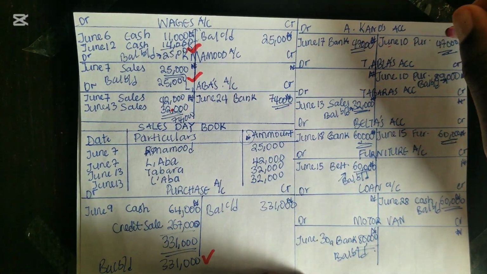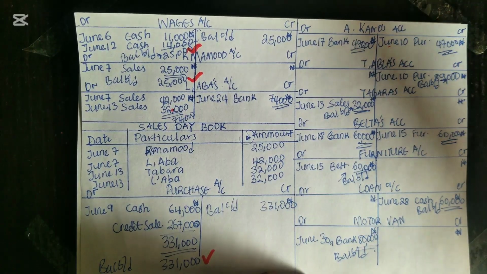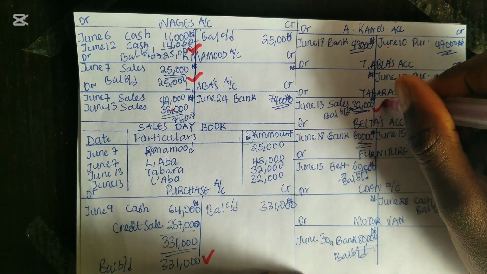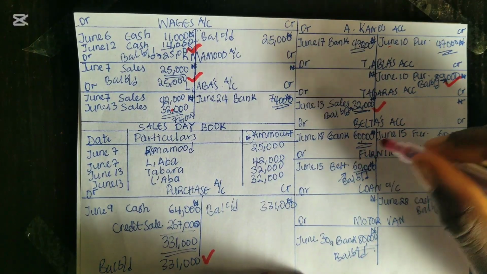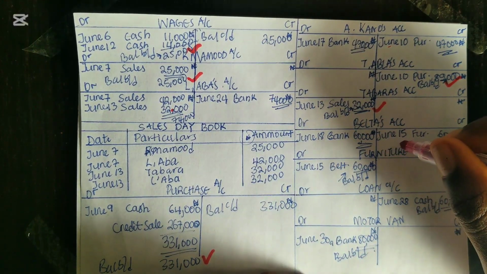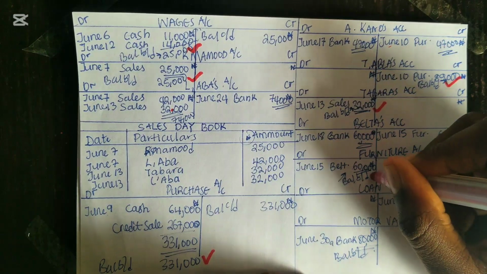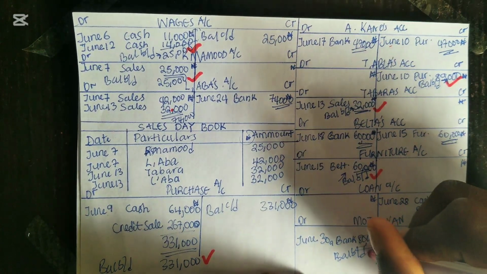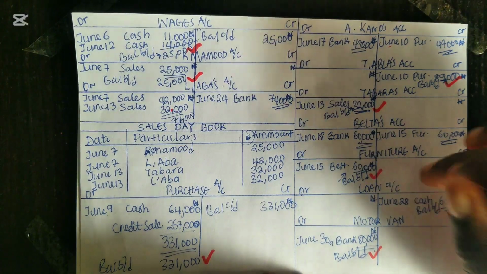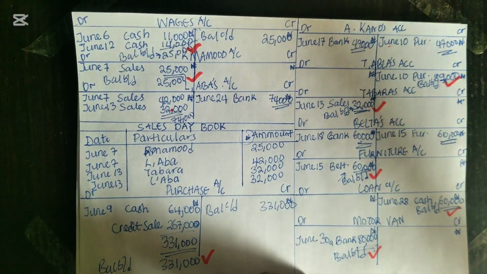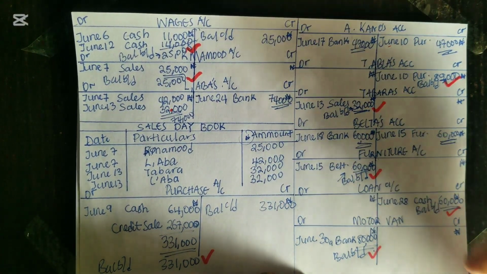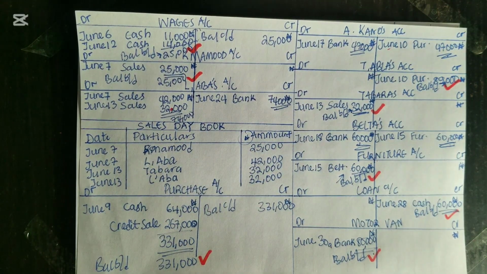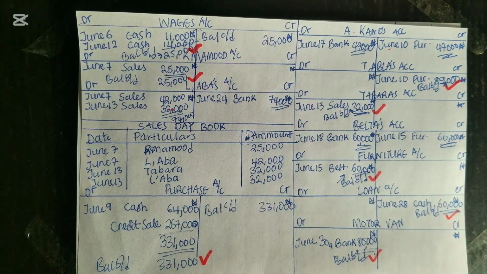Purchases, balance brought down, it's going. Kano's account, there's no balance brought down. T Abbas account, balance brought down, is going. Taraba's account, balance brought down, is going. Belta's account, no balance brought down. Furniture, balance brought down, is going. Loan, balance brought down, is going. Motor van, balance brought down, is going. So we have already prepared. I think the only ones that are not going are Belta's account, Kano's account, and El Abbas account. So let us just prepare our trial balance.